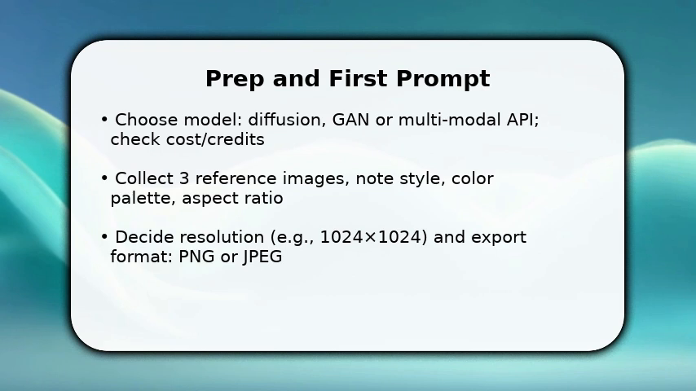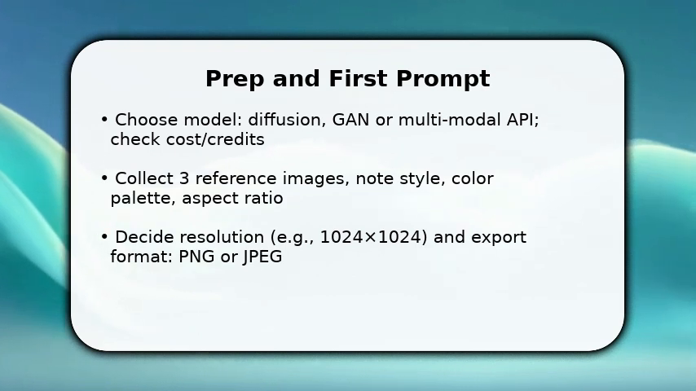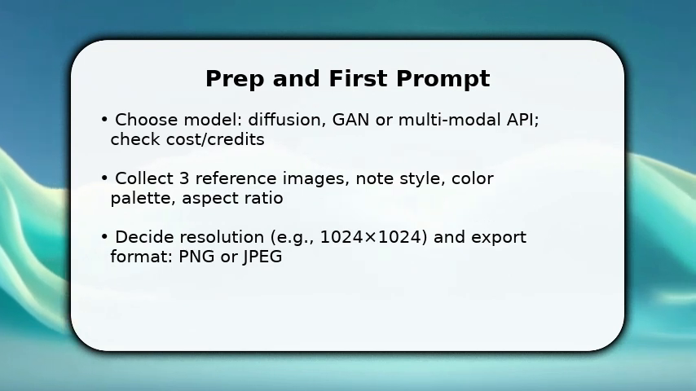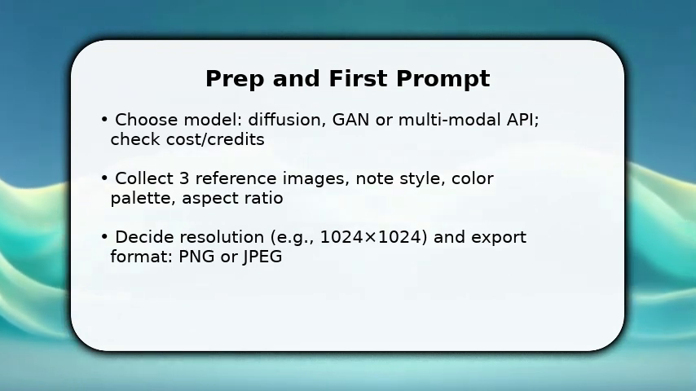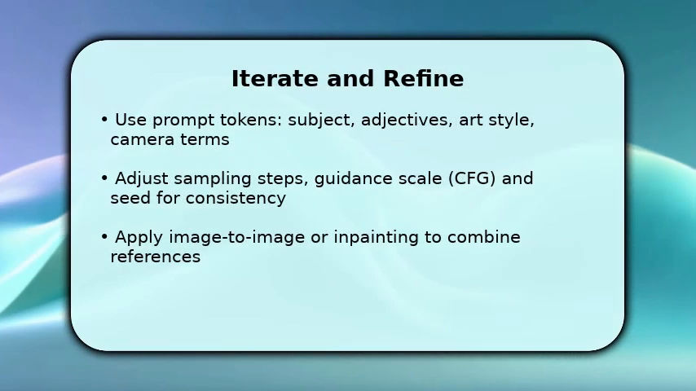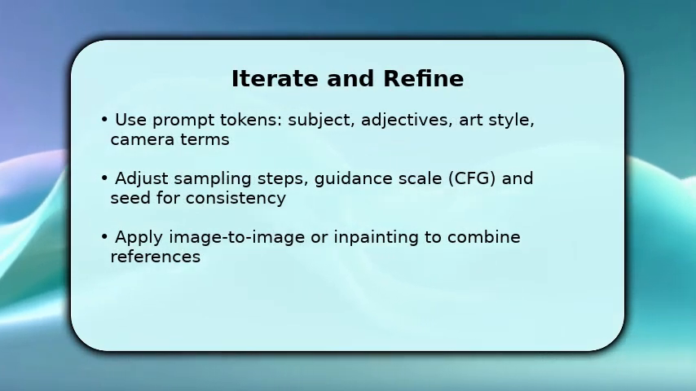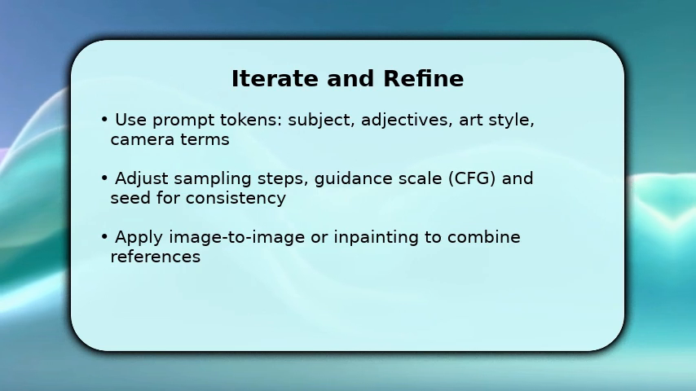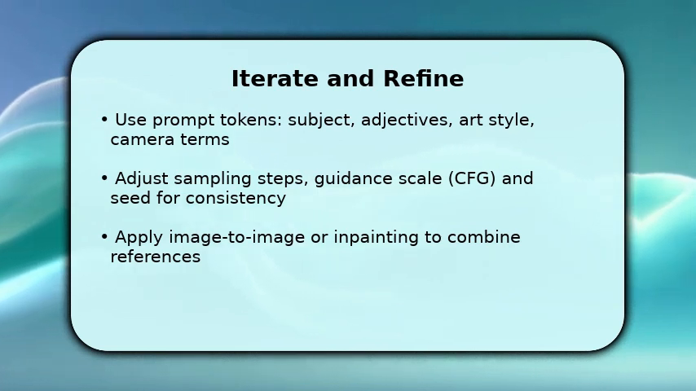Then craft the first concise prompt: subject, style, lighting, mood. Keep it action-oriented so the model produces a usable first draft quickly. You refine by iterating. Change one variable per run to learn its effect. Start with adjectives and camera terms to shape look, then tweak guidance scale to balance creativity versus fidelity.